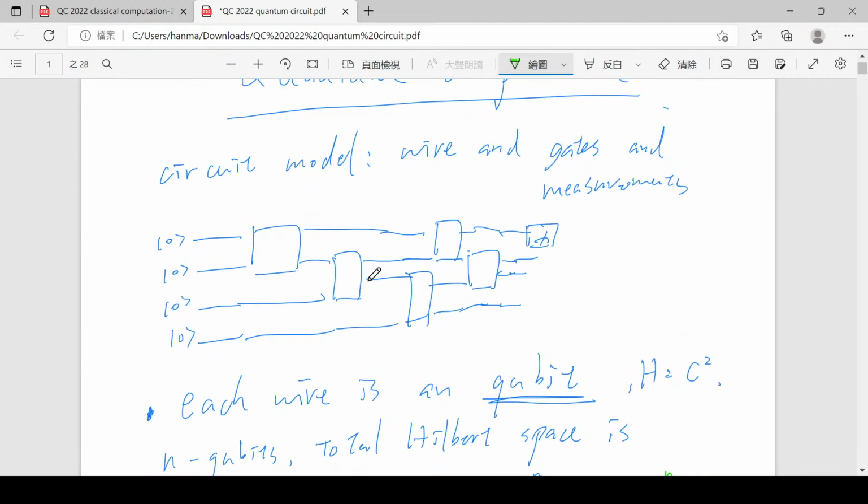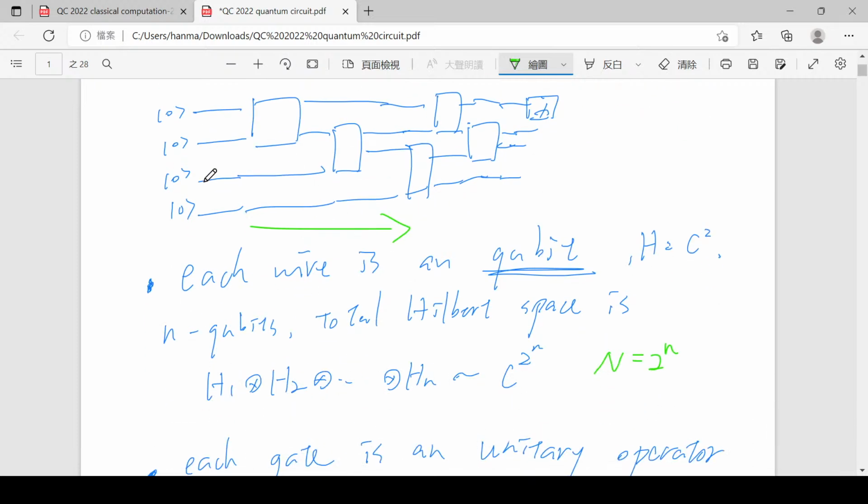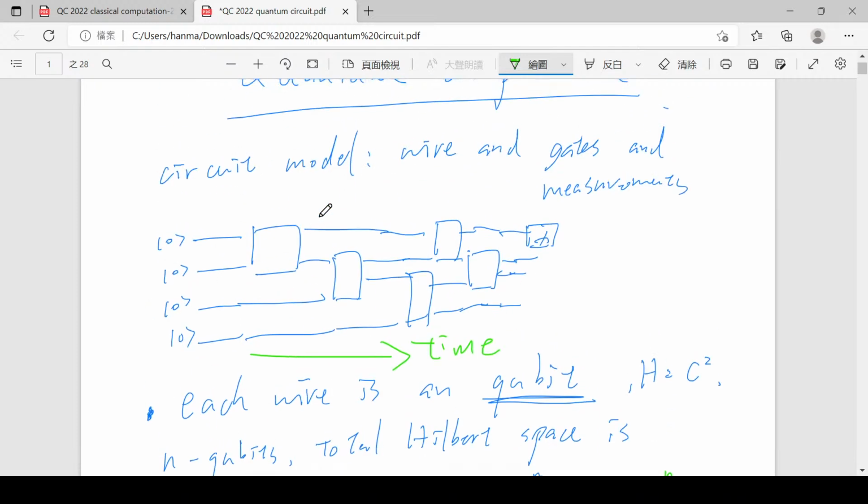Those wires are where we hold the information. And once again, time flows from left to right. We usually initialize the circuit in all zeros. It doesn't need to be, but let's say we initialize with all zeros. So time goes this way, just like in classical.